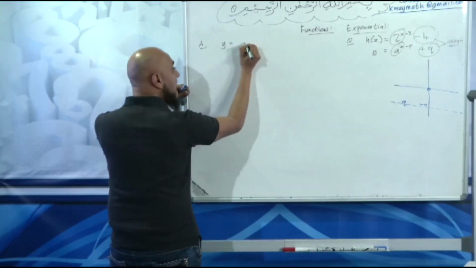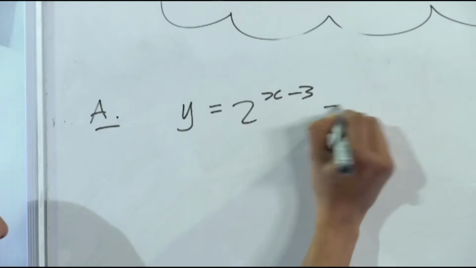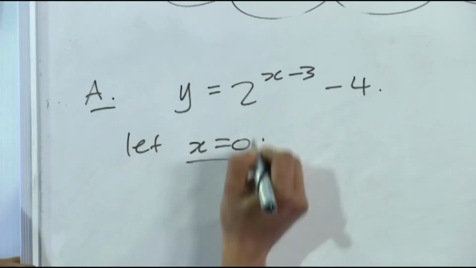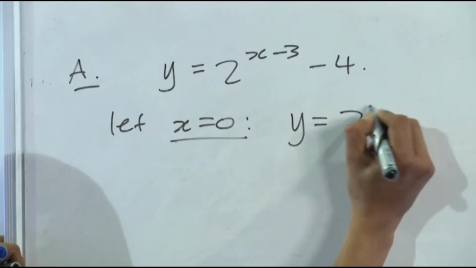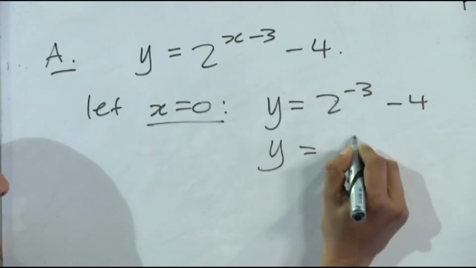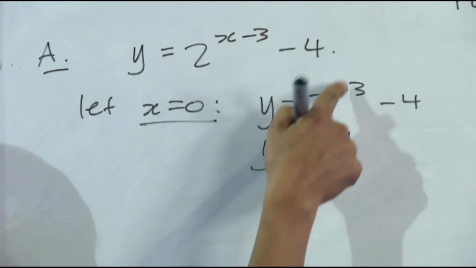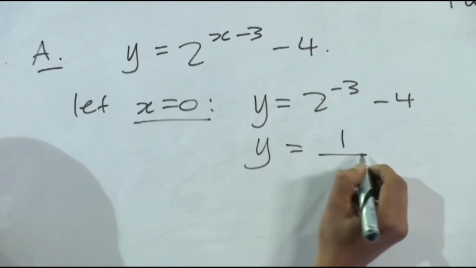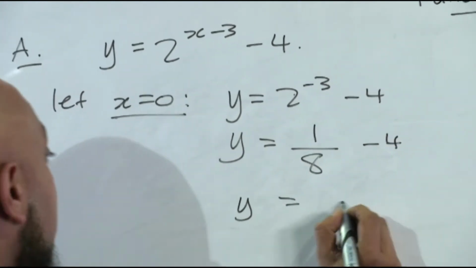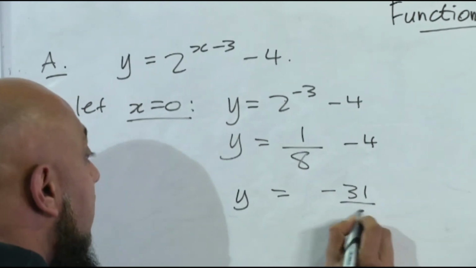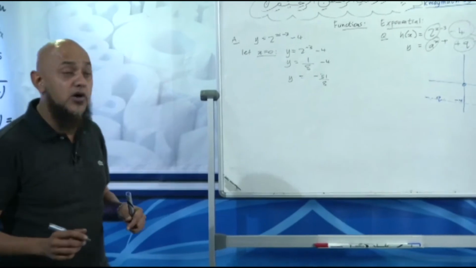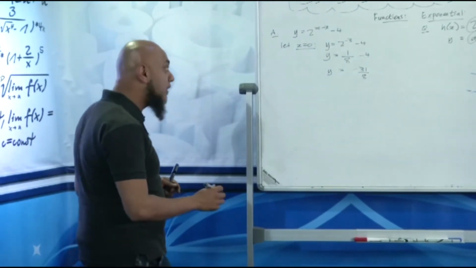So you've got y is equal to 2 to the power x minus 3, minus 4. We're now going to let x equal 0. So if x is equal to 0, y is equal to 2 to the power minus 3, minus 4, because 0 minus 3 is negative 3. 2 to the minus 3 is 1 over 2 to the plus 3, which is 1 over 8, minus 4. So y is equal to minus 3 and 1 over 8. Now you can use your calculator to check that out.